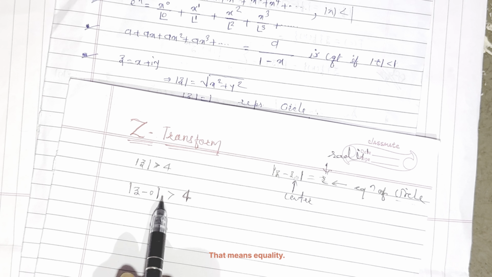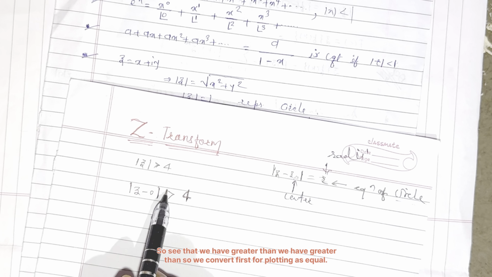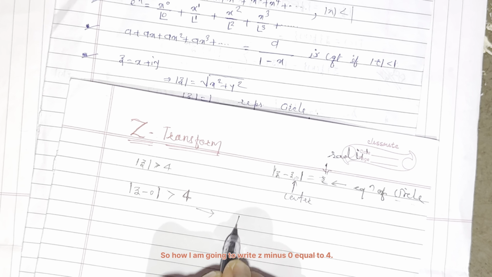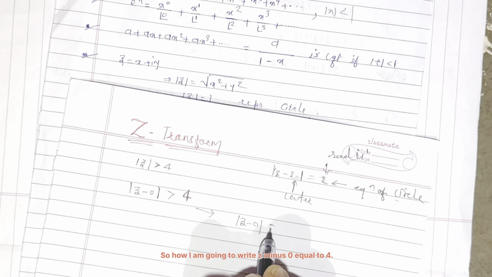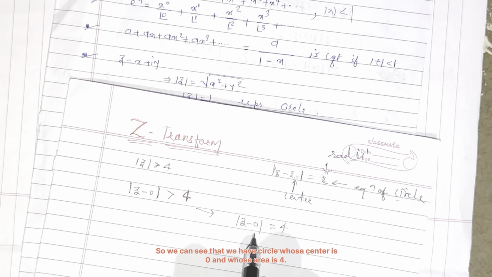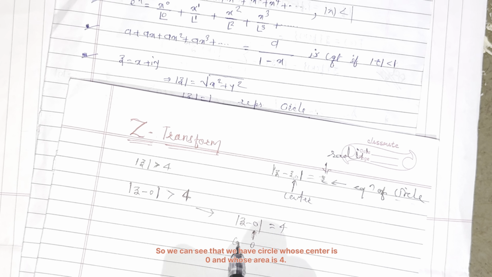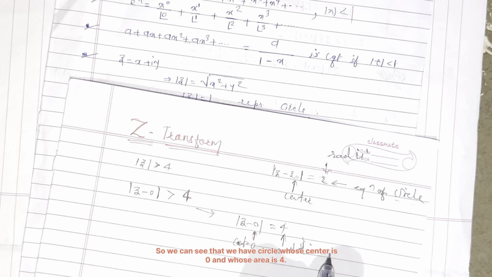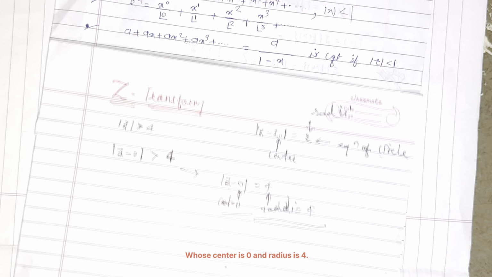Okay, that means equality. We have greater than, so first we convert it to equal for plotting. So how am I going to write |z - 0| = 4? We can see that we have a circle whose center is at 0 and whose radius is 4.